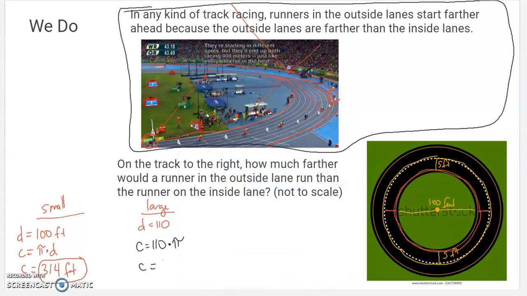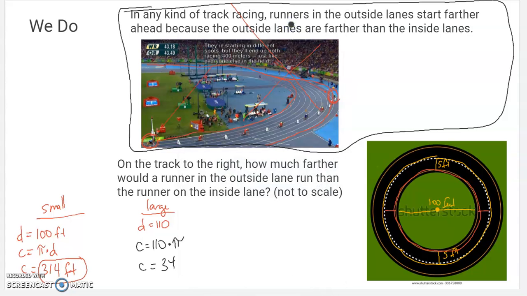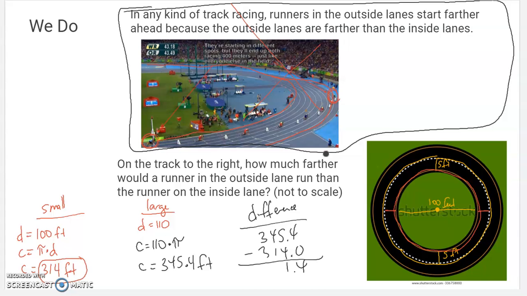345.5 feet. Was it a half? Almost. 345 and 4/10 feet. Look, just for that little 5 feet difference, that's not that far. They run way farther. I mean, way farther. The difference is pretty substantial. 345 and 4/10 minus 314 is 31 more feet.